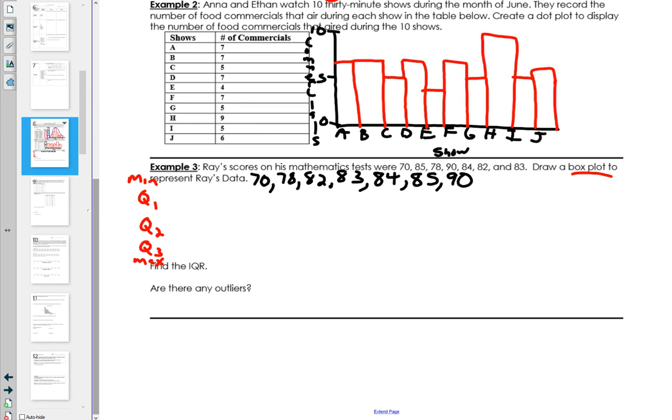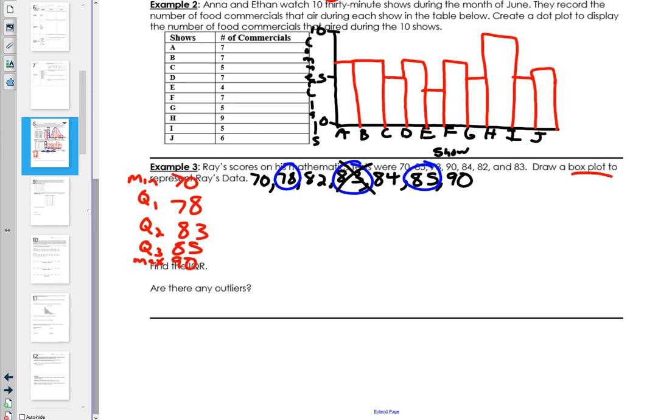So what's the minimum here? 70. What's Q1? Oh, I guess we put that already. Out of 7, the median is going to be 83 because that's the one in the middle. That's Q2. When there's an odd amount, you do not count the one in the middle. How many are left on each side? 3, which is also an odd number. So that's going to be your Q1 and Q3. So Q1 is going to be 78, Q3 is going to be 85, my max is 90.